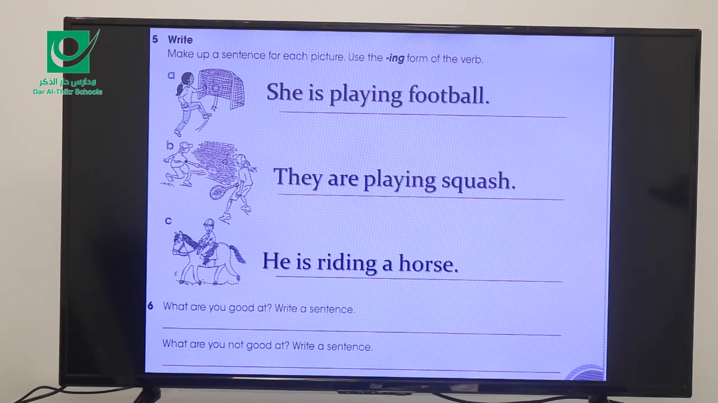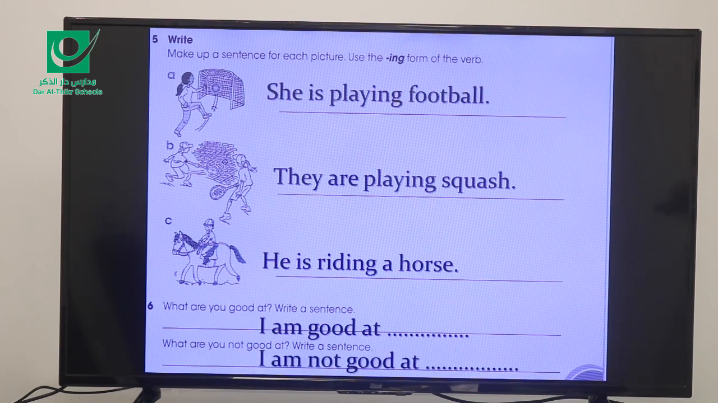Number 6, what are you good at? Write a sentence. You say, I am good at playing football. I am good at speaking English. I am good at drawing, etc. Okay, so you need to write your own answer. The last one, what are you not good at? You say, I am not good at speaking French. I am not good at swimming, etc.